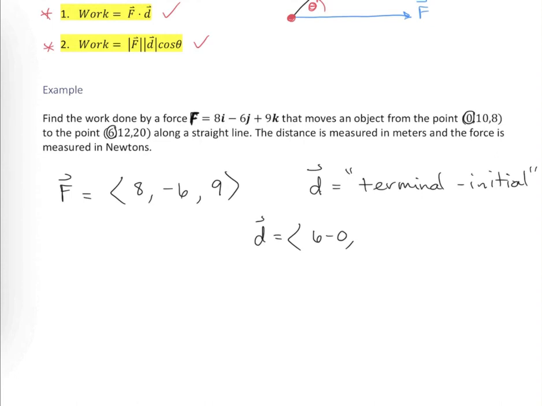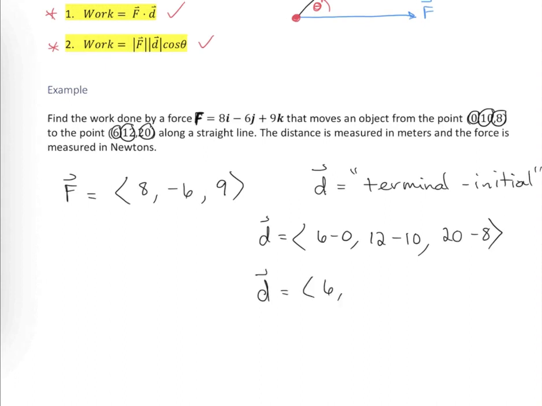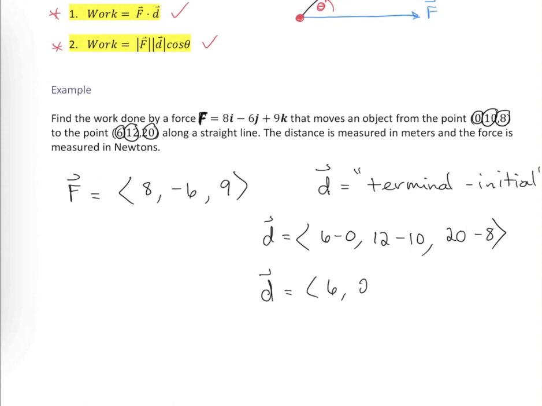For the y component, we'll have the terminal y value minus the initial y value. So that's going to give me the change in the direction of y. And for the z component, we'll have the terminal z value minus the initial z value, which is 20 minus 8, and that's my change in the direction of z. So my displacement vector can be algebraically determined here, and we have ⟨6, 2, 12⟩.